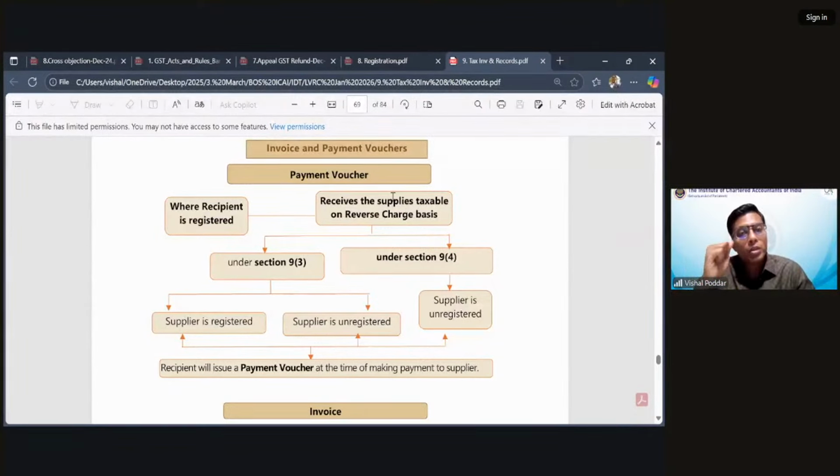What is a payment voucher? In case of all RCM transactions, since tax is to be paid by the recipient, I have to pay tax on the earliest of the dates: when I receive the goods or services, or when I make the payment, or 36, 31 days or 61 days. Since one of the trigger points for making payment of RCM tax is also making payment, if I have made payment in advance, what is the proof that I have made payment in advance? That is what is reported using a payment voucher.